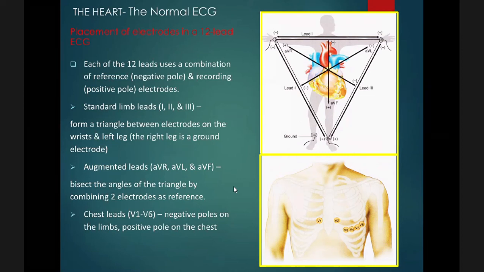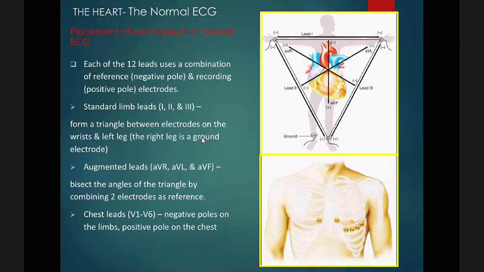We have the augmented leads, which are AVR, AVL, and AVF. And then we add the chest leads, V1, V2, V3, V4, V5, V6, and it creates the 12-lead ECG. So it will give us a picture of the heart.